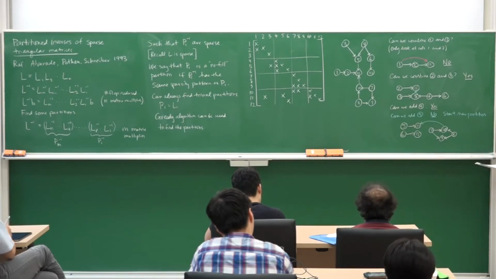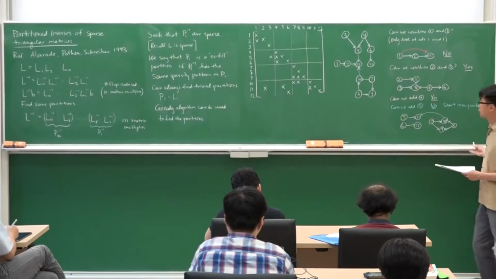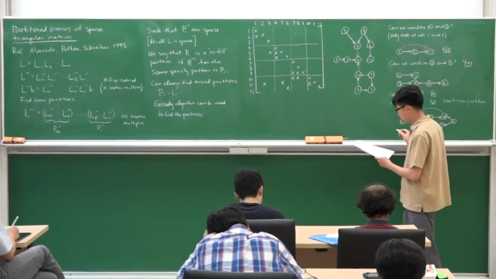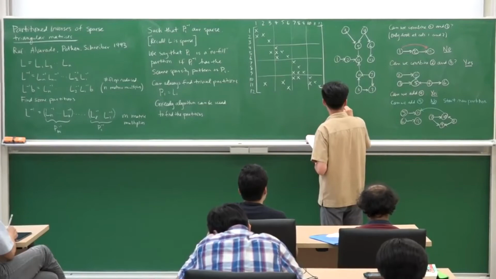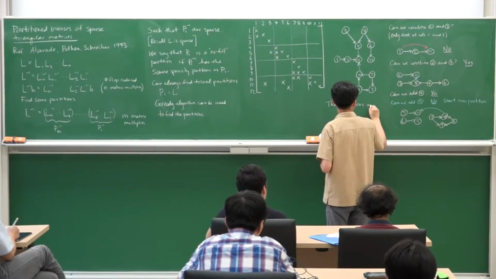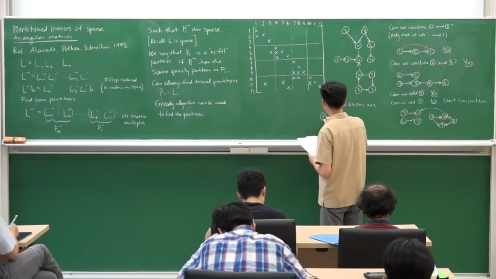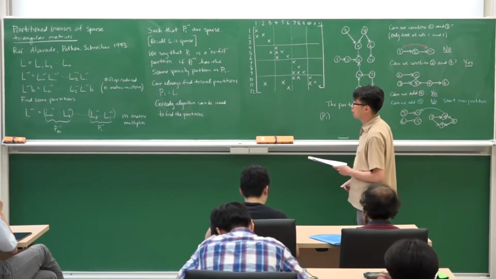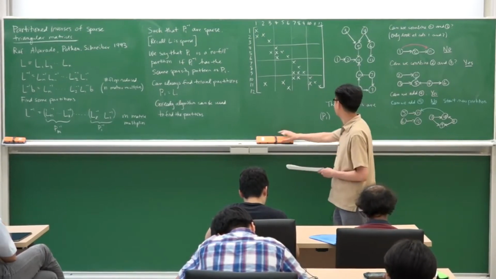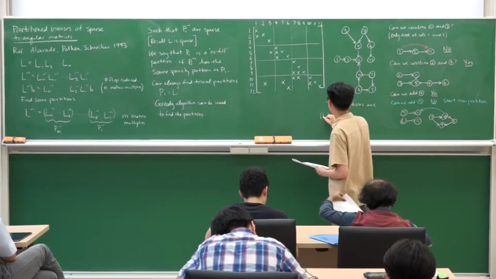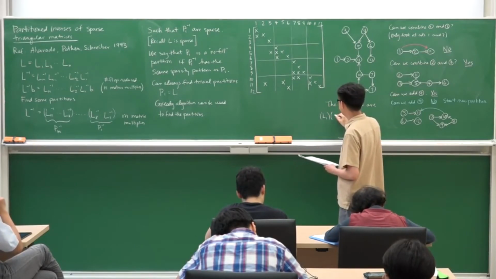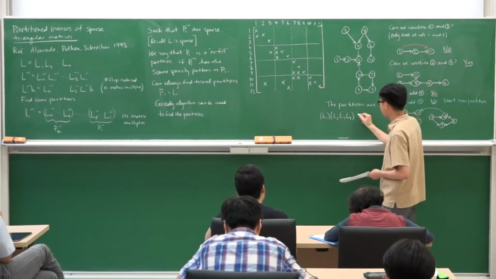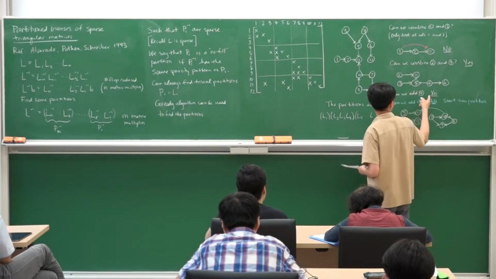So if you carry out this process, you'll find that the partitions are L1 by itself, and then L2, L3, L4 is one partition. L5 up to L, what did we say?